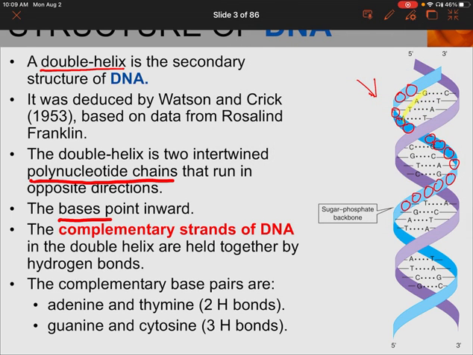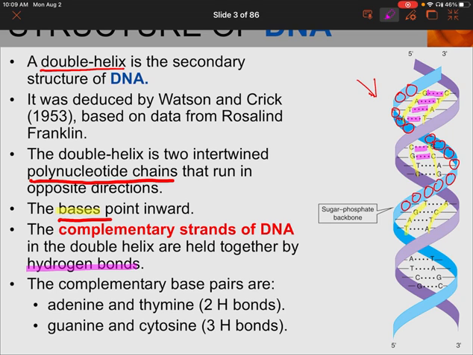So these letters in the middle represent different nucleotide bases, and they're held together by hydrogen bonds. These dotted lines are just hydrogen bonds here. What I'll do is highlight bases in yellow, and then we've got our hydrogen bonds in purple. These two strands are complementary to each other. They're kind of like puzzle pieces that fit together.